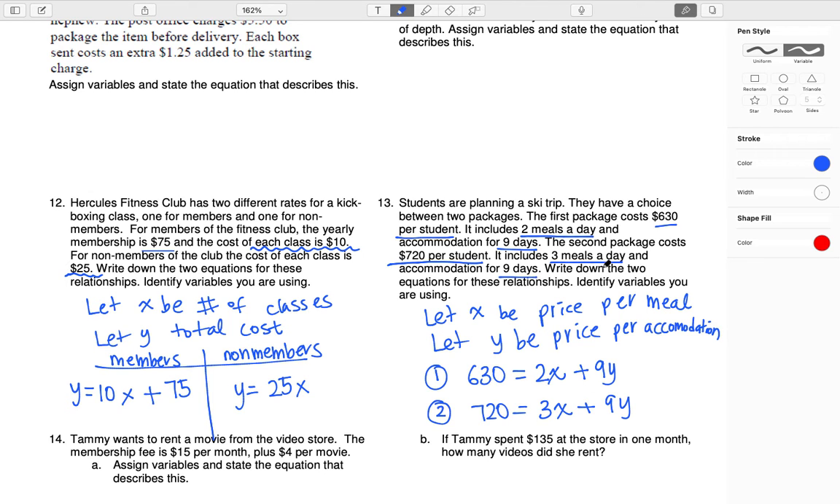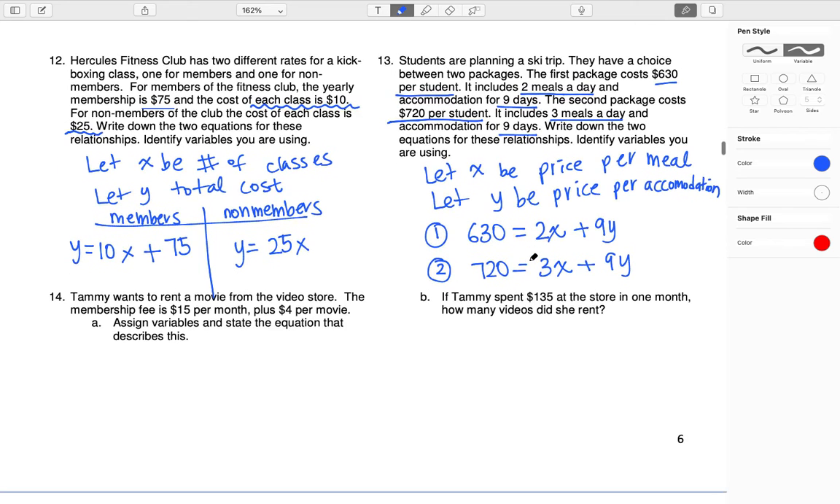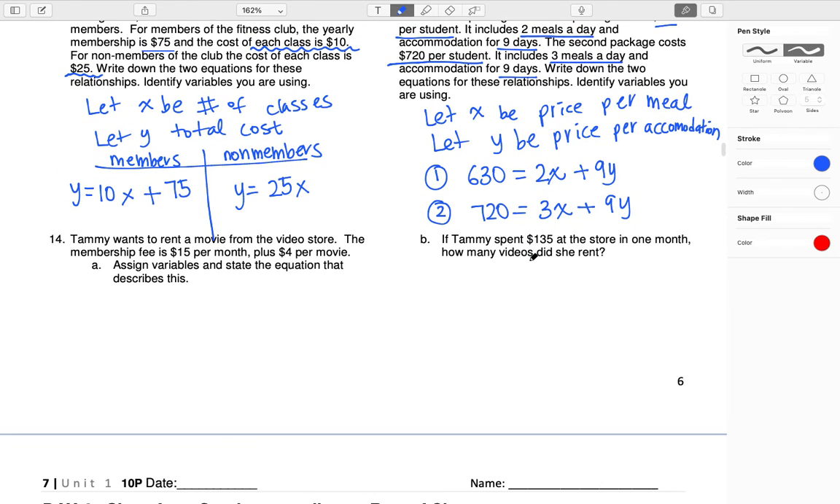So number 13 is a little bit of a challenge. You have to figure out, just assuming that there's only one student. Okay. Now, let's go over number 14.